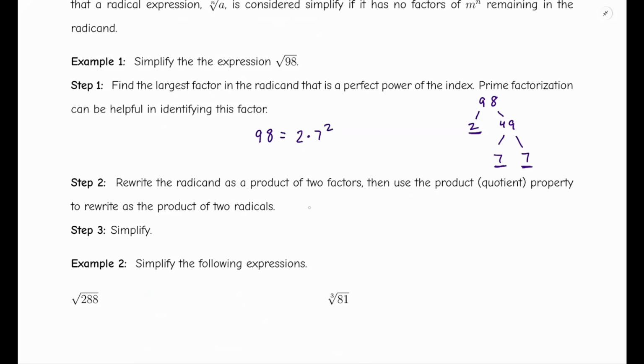Step 2. Now I'm going to rewrite it like that, so the square root of 98 is equal to the square root of 2 times 7 squared. And then using the product property, this is the same thing as the square root of 2 times the square root of 7 squared. The square root of 7 squared will be the absolute value of 7, but the absolute value of 7 is just 7. And then we can't simplify the square root of 2 any further, so the square root of 98 is equal to 7 times the square root of 2.